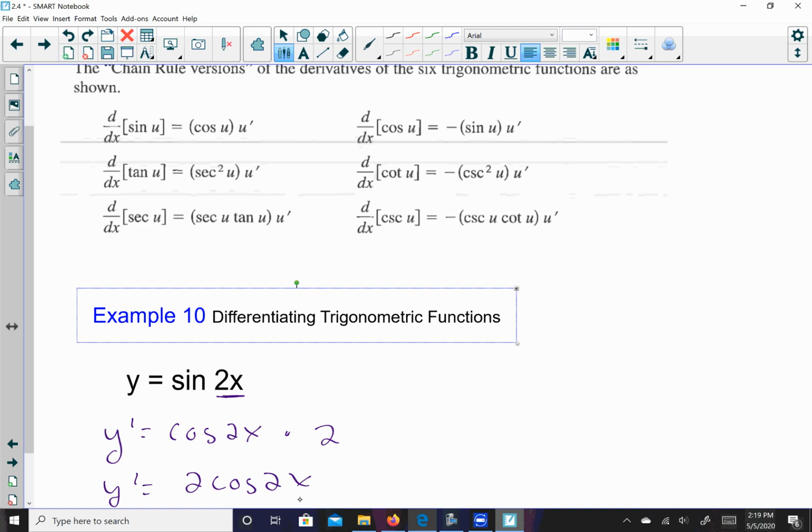It follows the same patterns. You still have to know those for your different trig functions. They're not changing. They're just adding the derivative of u on the outside. Everything else stays the same.